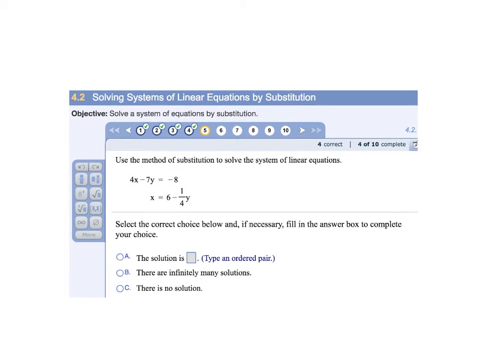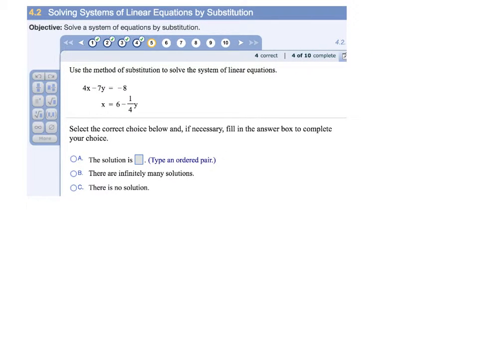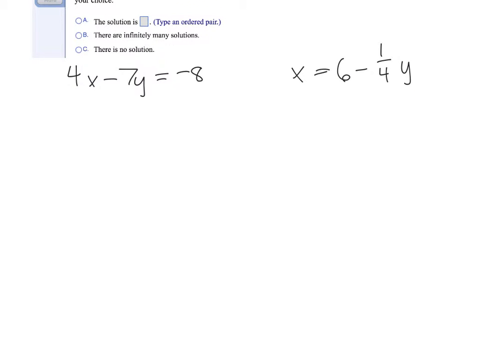So here we've got more fractions, and so I'm going to begin by writing those equations. 4x minus 7y equals negative 8, and then we've got x equals 6 minus 1/4 y. So they've already solved for x, which means we can replace x with 6 minus 1/4 y. So I'm going to write that down. So you've got 4 times 6 minus 1/4 y minus 7y equals negative 8.